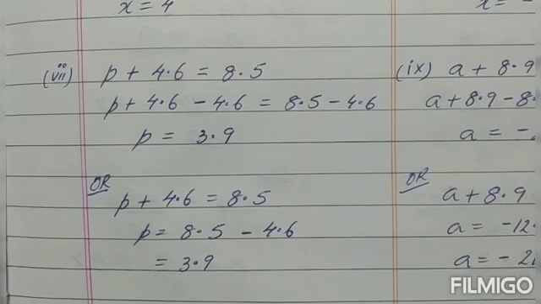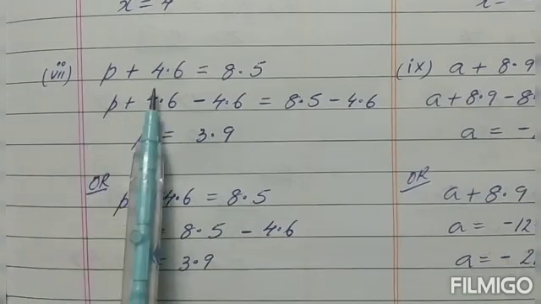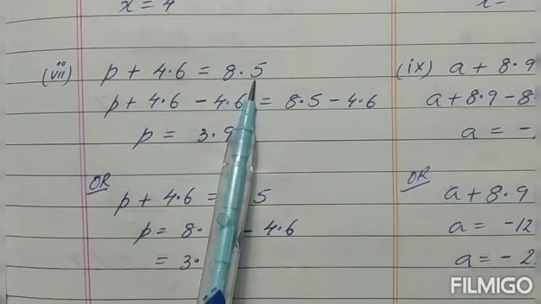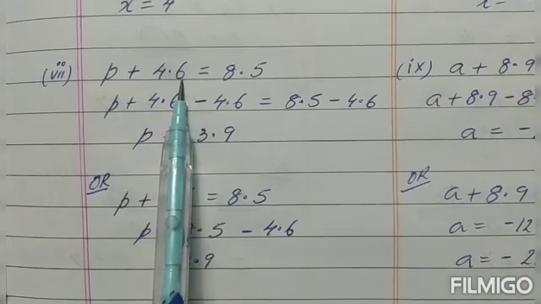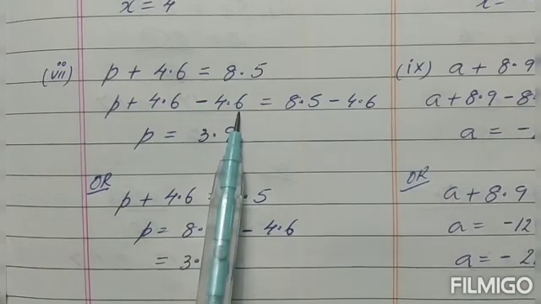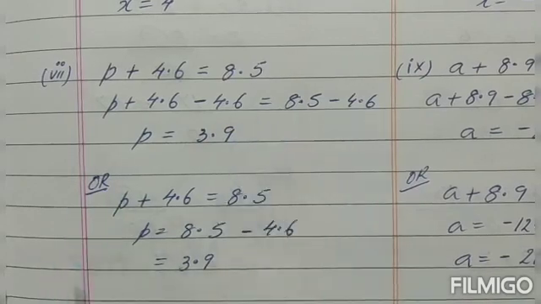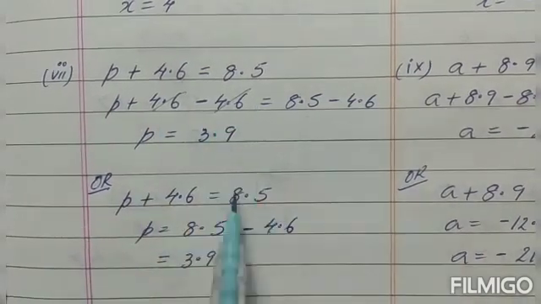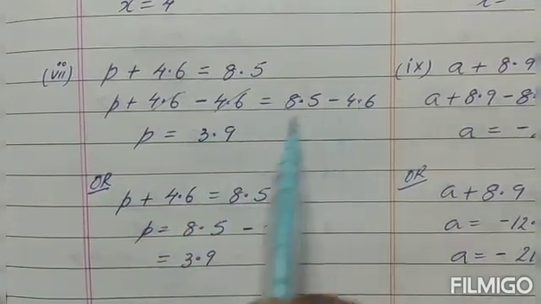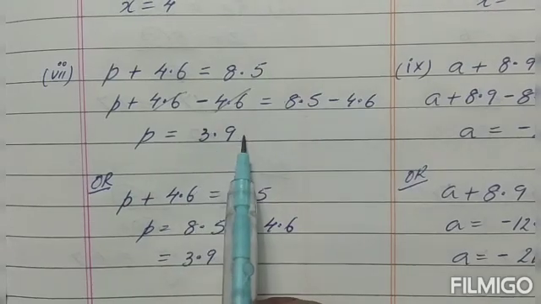See the seventh one now, children. p plus 4.6 is equal to 8.5. Now because there is a plus 4.6, I have to add a minus 4.6 on both the sides so that they can get cancelled easily. And now a plus and a minus is subtraction, so this is a plus 3.9.